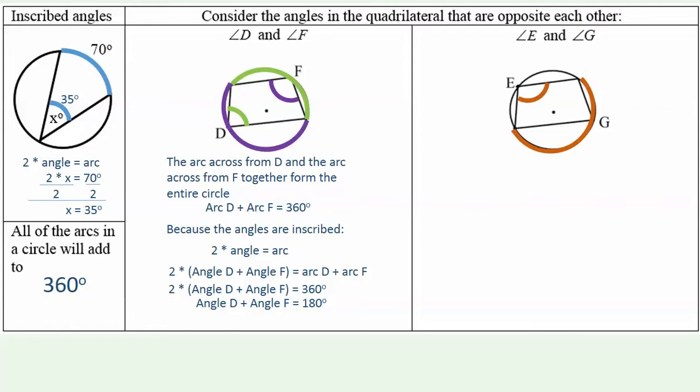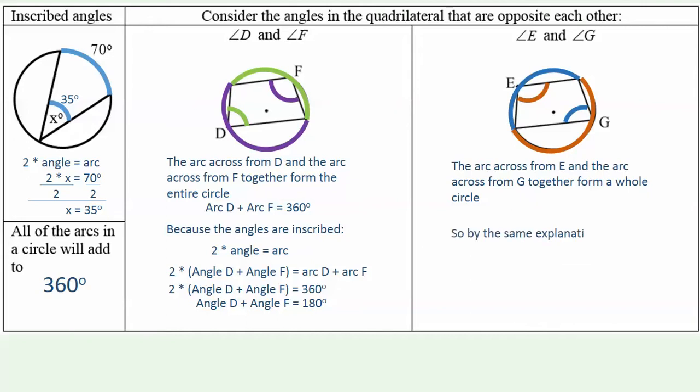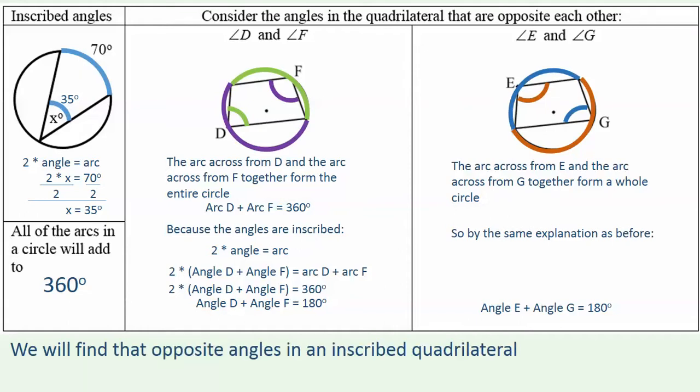Looking at the next example, I have angle E and the arc across from it, and I have angle G and the arc across from it. The arc across from E and the arc across from G together form an entire circle. So, by the same explanation as before, angle E plus angle G is 180 degrees. We'll find that opposite angles in an inscribed quadrilateral must sum to 180 degrees. Any angles opposite each other in an inscribed quadrilateral will add to 180 degrees.